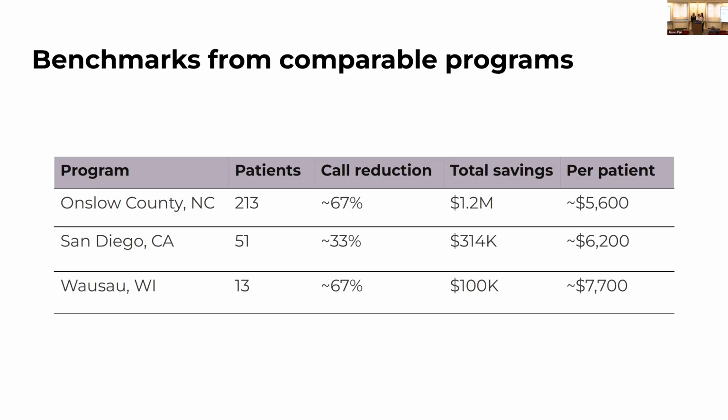And then finally, Wausau, Wisconsin's intervention was the smallest. They served about 13 patients, but they also achieved a 2/3 reduction and saved around $100,000 or $7,700 per patient. So our savings estimates for Guilford County use the estimated local cost of $1,500 per EMS call, and they apply 3 scenarios to bracket the range of plausible outcomes. The most conservative at a 1/3 reduction in calls, mid-range at 50%, and then optimistic at 2/3 reduction in calls by super users.